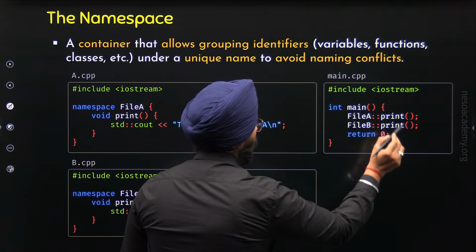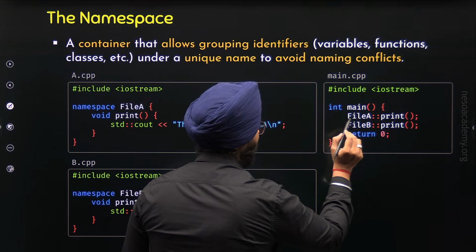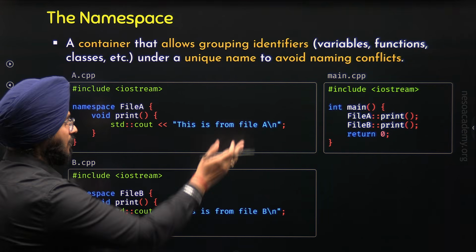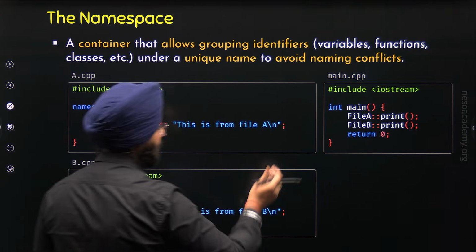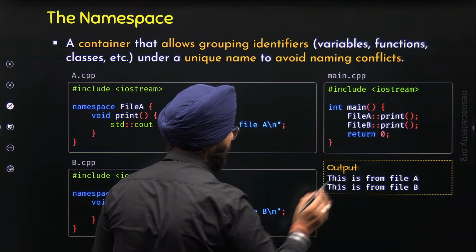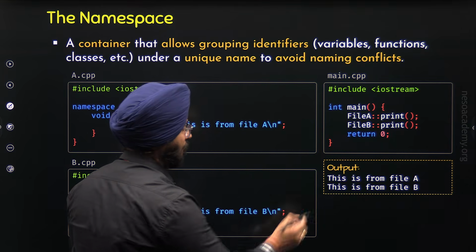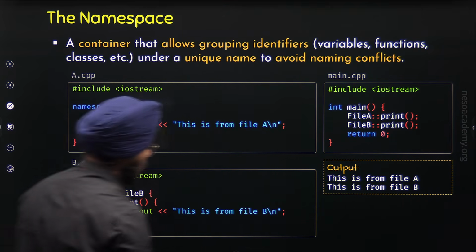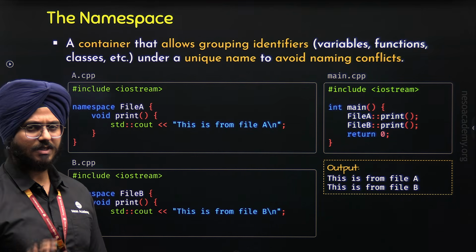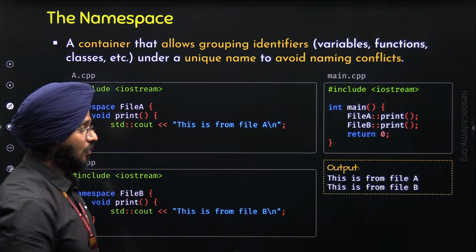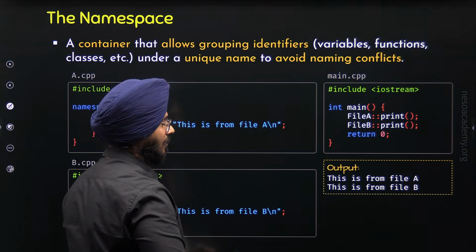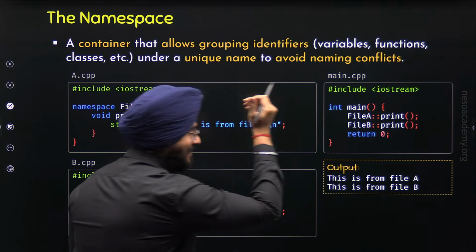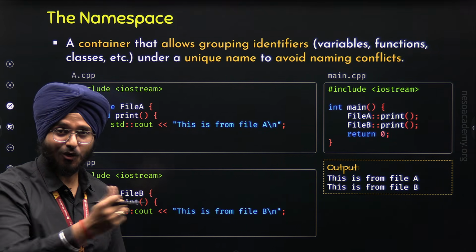And in the same way, I have called the print function which is available in the namespace file B. This is what we can observe. These functions will be called successfully and we will get the output. This is from file A, this is from file B. We are getting this message from this print function and we are getting this message from this print function. I hope this is completely clear to you. And you can observe there is no naming conflict at all. Although the names of these functions are the same, their namespaces are different. So there is no naming conflict.